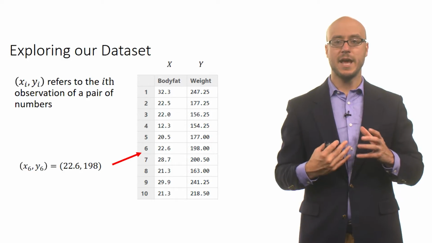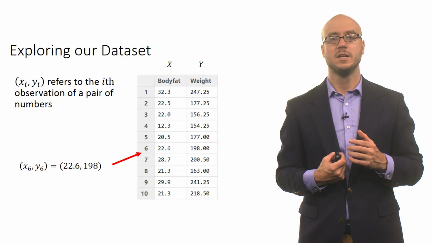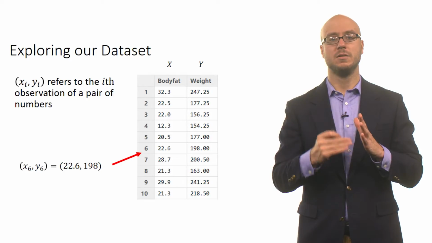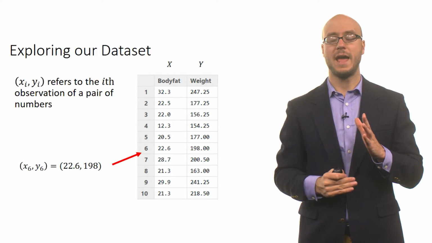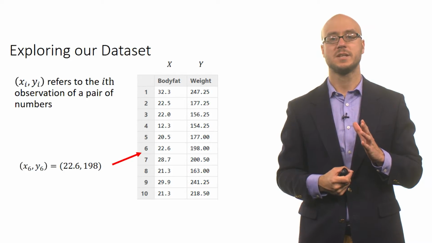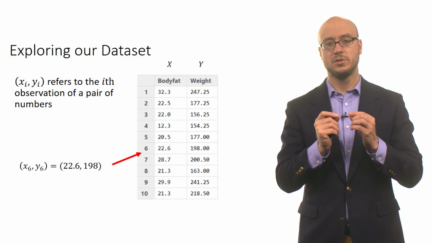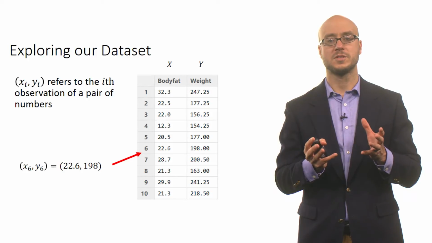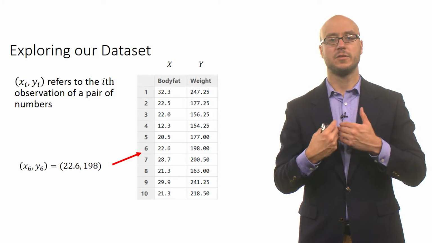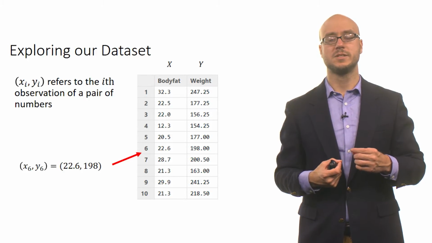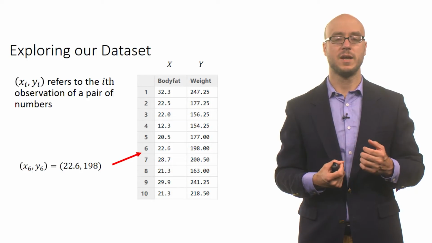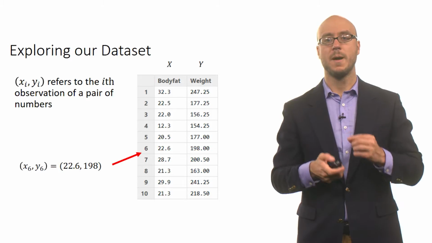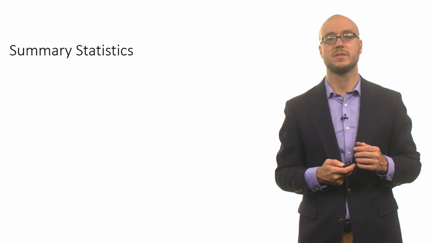Again, we like to index the rows of our data set. So in this case, we like to say that each row has i equals 1 to n, the total sample size. And it's often useful to index pairs of points. Again, so for person i equals 6, their value of x is 22.6% in terms of their body fat percentage, and they weigh 198 pounds. So we like to refer to pairs of observations, pairs of numbers.